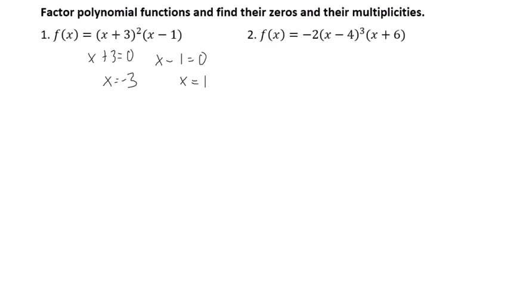And then with these, we're also asked for their multiplicity. Multiplicity is very easy to figure out. Here, x minus 1 was only counted once, so this has a multiplicity of 1. This x plus 3 is counted twice because it's squared here, so this has a multiplicity of 2.